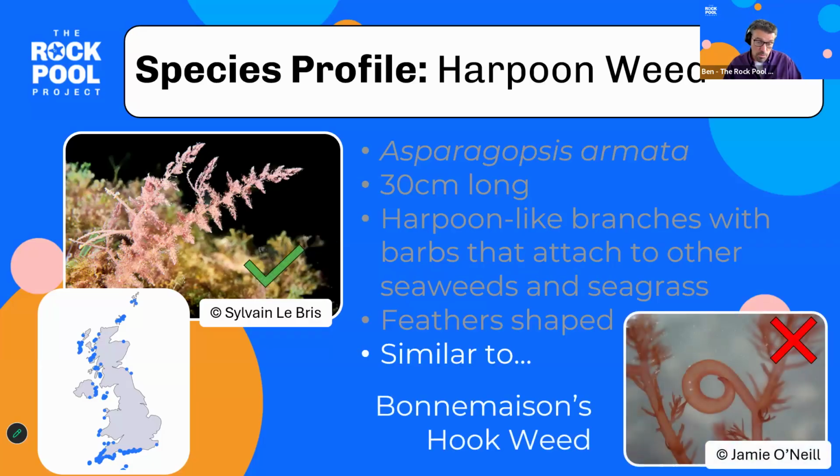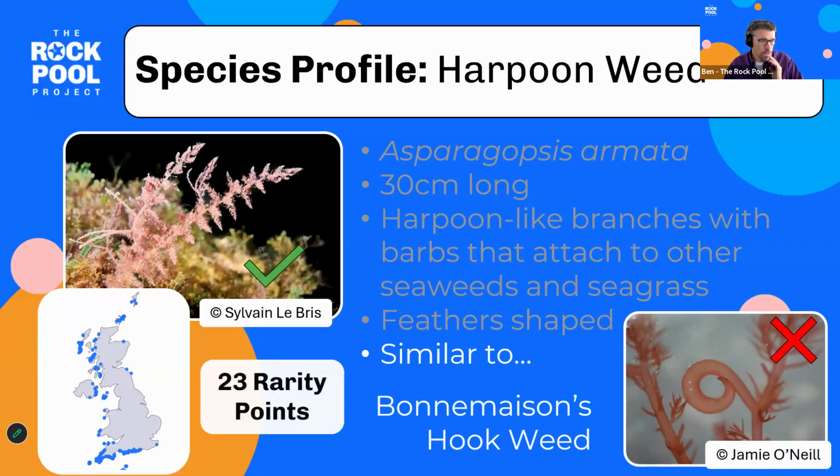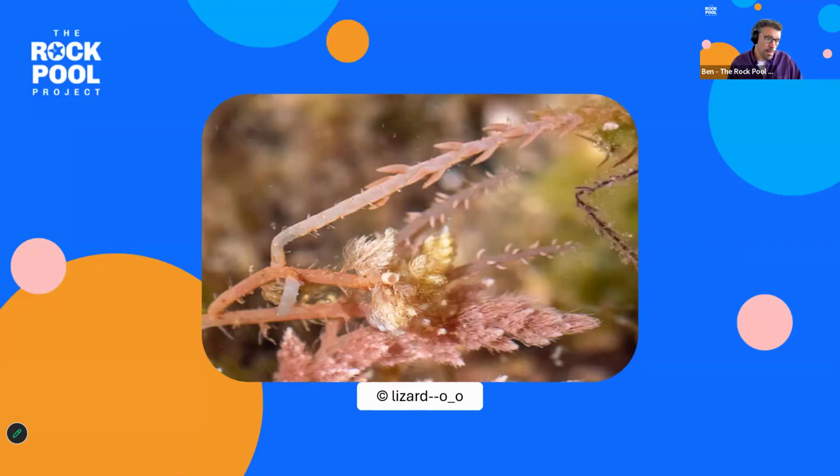Yeah, it is quite similar to Bonnemaison's hookweed, but if you have a look at those harpoon-like branches, they're unmistakable. 23 rarity points for this one. That's a pretty good score for something that in some places is quite easy to find. And there you go. That's a good picture of the harpoon-like structures that you'll find on there. So if you have a good close look at them, then they're pretty easy to identify.